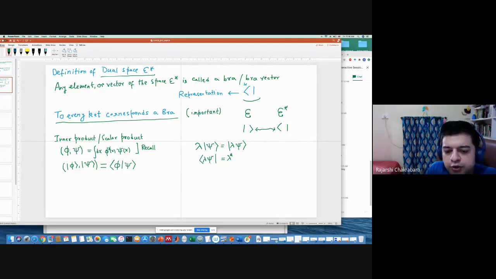So you should take that lambda star outside and then put the psi, isn't it? This should be like this.